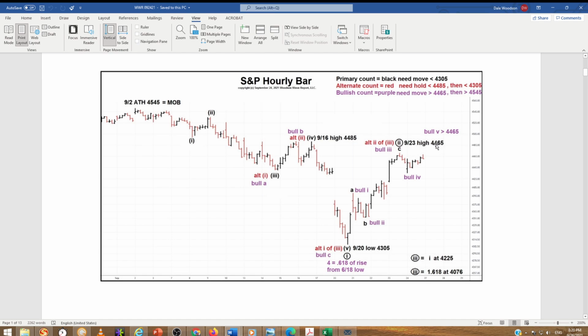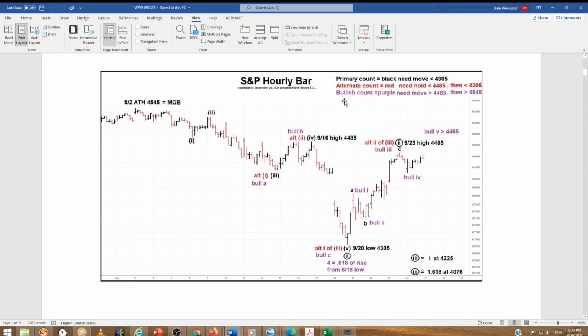And that's 44.65. Okay, that count needs a move below 43.05 for validation. Okay, the primary count, if this is 1 down and this is 2 up, then 3 needs to go below the wave 1 low. Where are we wrong? Make or break 45.45 right there. There's a 786 target. I'll get into that with the actual charts.